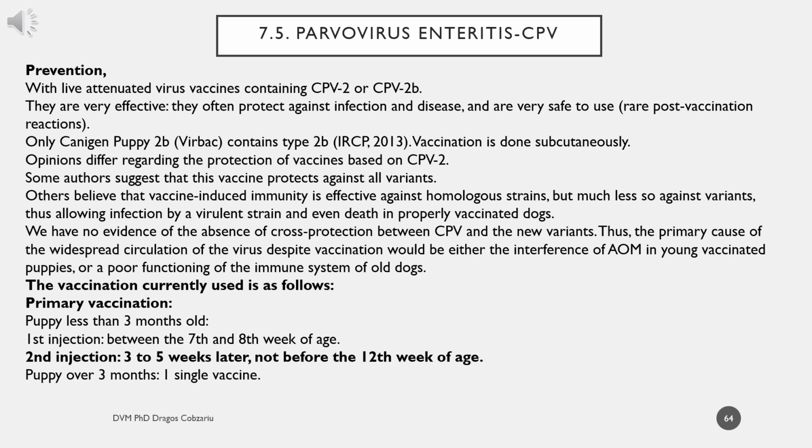Primary vaccination. Puppy less than 3 months old: first injection between the 7th and 8th week of age, second injection 3 to 5 weeks later, not before the 12th week of age. Puppy over 3 months: 1 single injection.